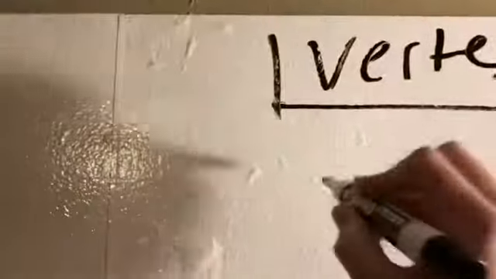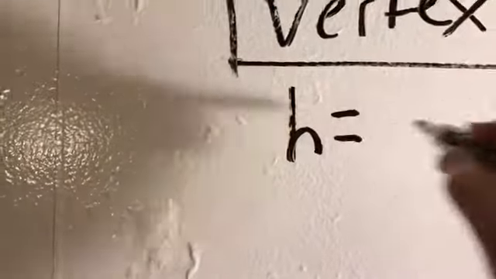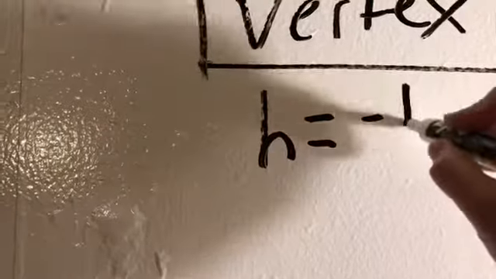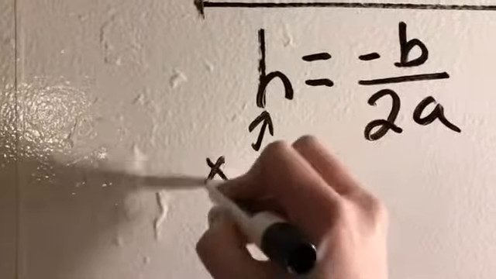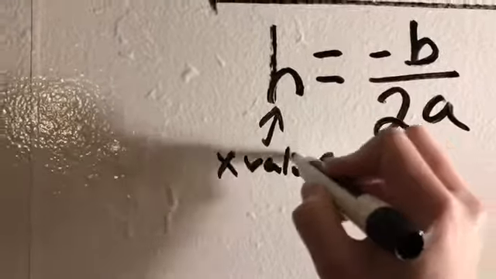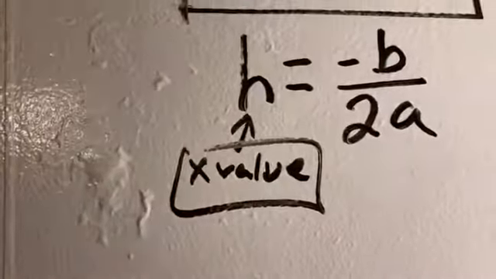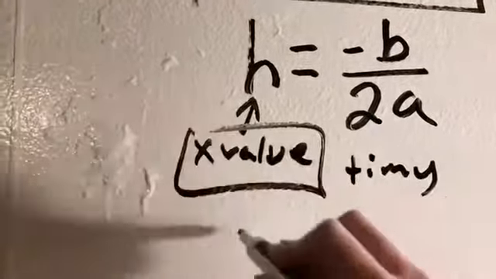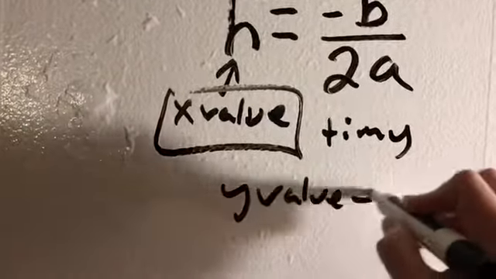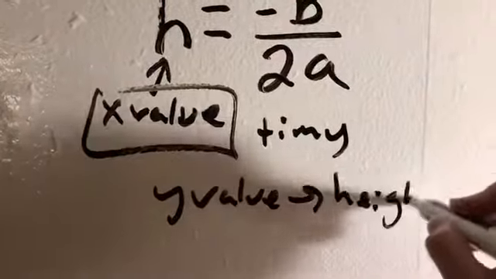Now, I think the best vertex strategy to just memorize is that if you want the x value, which we call h, that is going to be negative b over 2a. And h is always the x value of the vertex. And then we can plug that back in to get the y value. And typically, the x value is your time. The y value, when you get that answer, will be the height.